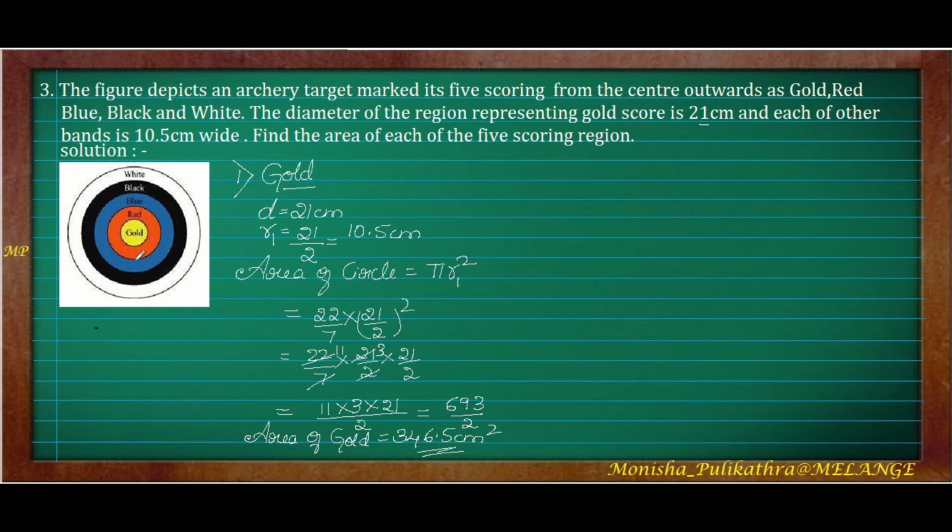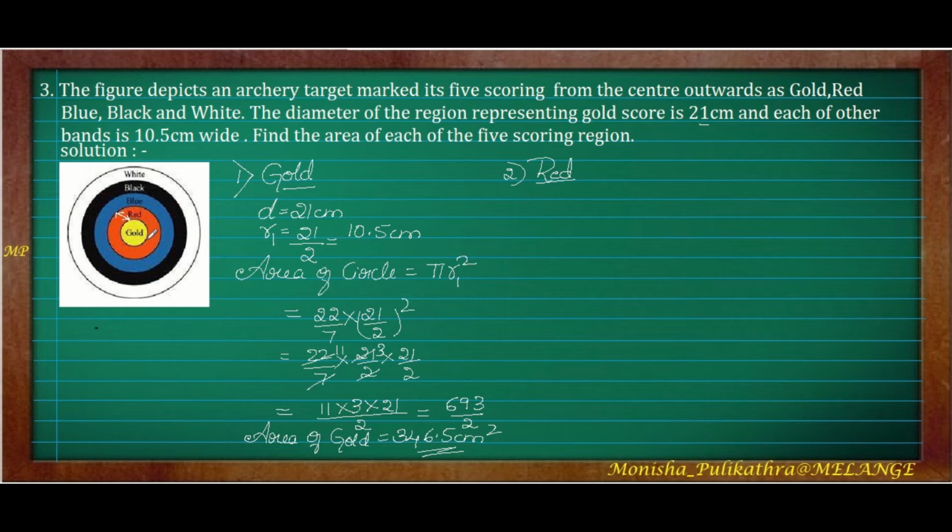Next we have to find out the area of red. We can see here the entire red circle. If we want to get the area only up to here, only this edge, then from the entire area of red, we need to subtract the area of gold. When we subtract gold from red, we will get the area of only the red band. So the second one is to find out the area of red.